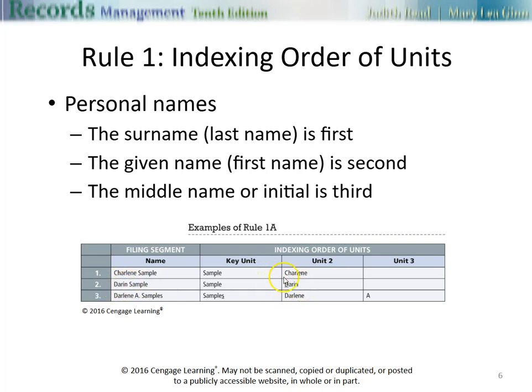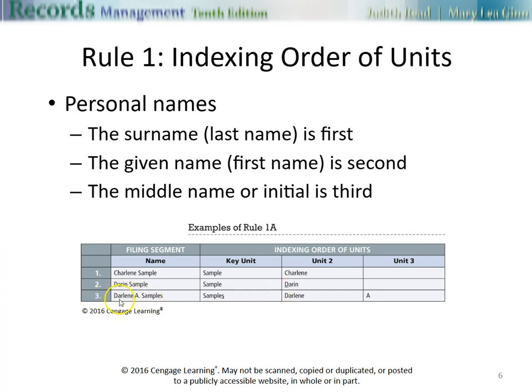And the reason why we separate this into separate units is so that we can identify the correct filing order. So when we have people that have the same last name, we would then have to look at the second unit to see which file would be filed first. They're both going to be filed in an S folder for Sample. However, because they're the same, we then look at the second unit, and here the C in Charlene, the C in the alphabet comes before D, so Charlene would be filed before Darren.